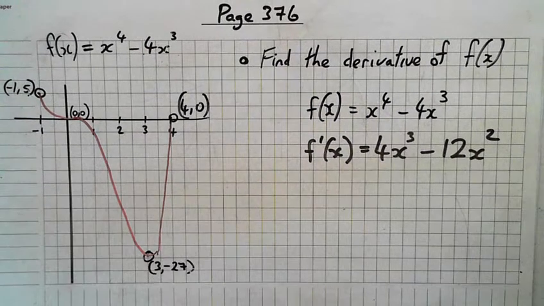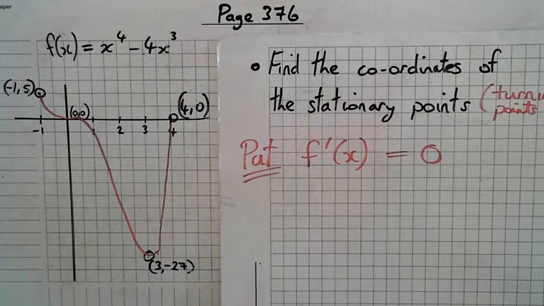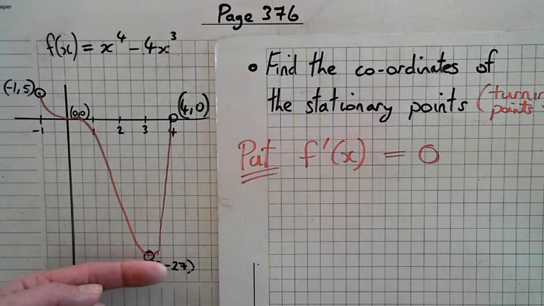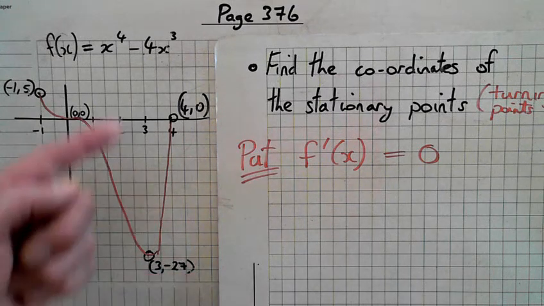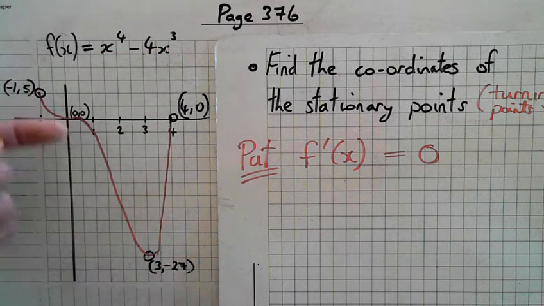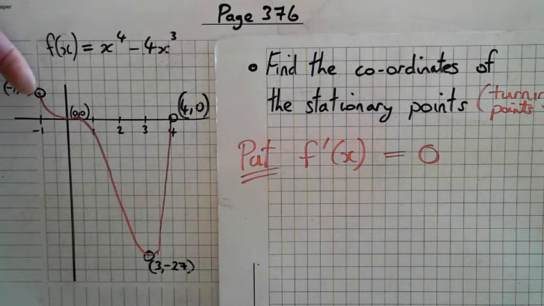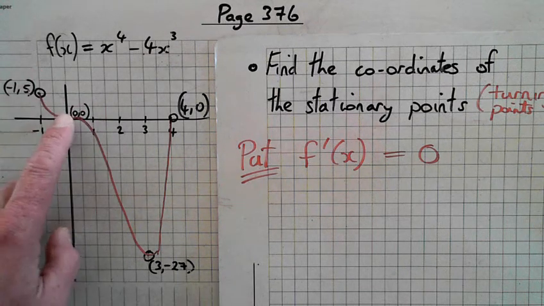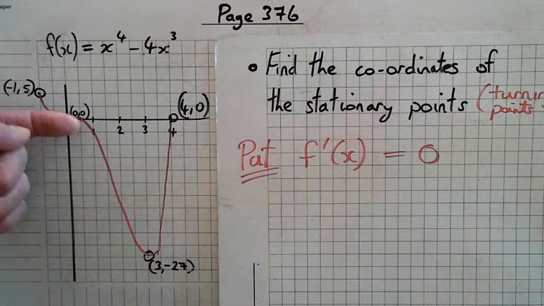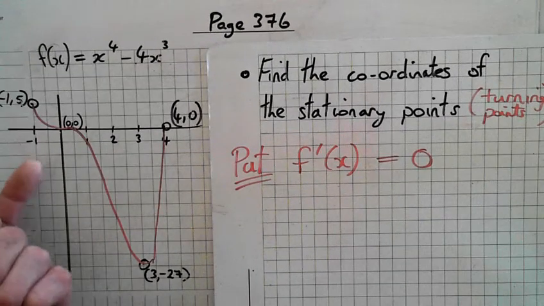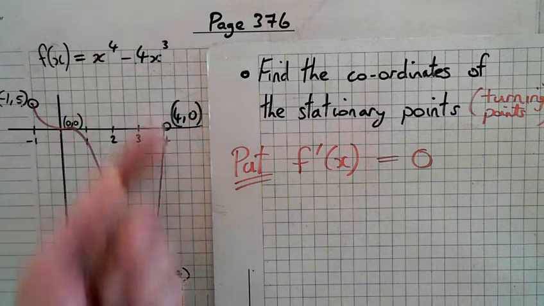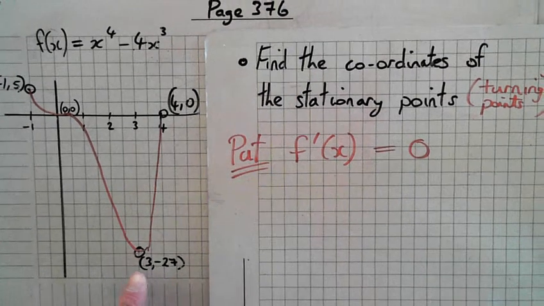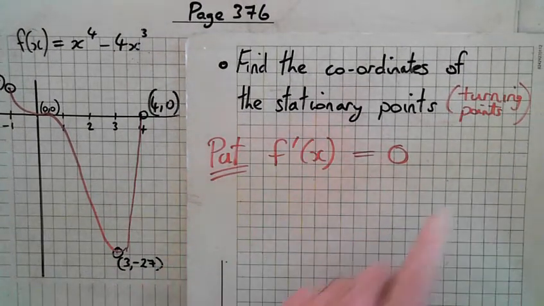Now the next question is find the coordinates of the stationary points. The stationary points are the turning points. So this is a turning point down here. We don't have a local maximum, do we? We have a local minimum. This is a turning point. It turns from a negative slope to a 0 to a negative slope. That's called a point of inflection, when it goes from a negative to a 0 to a negative. Or if it went from a positive to a 0 to a positive, that'd be another point of inflection. This is the local minimum point.